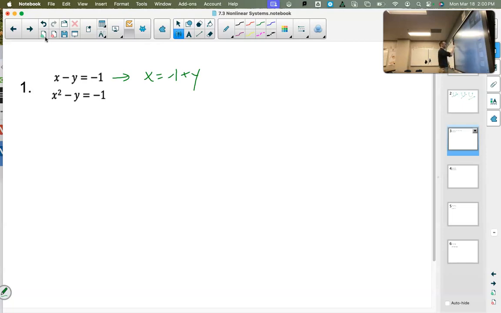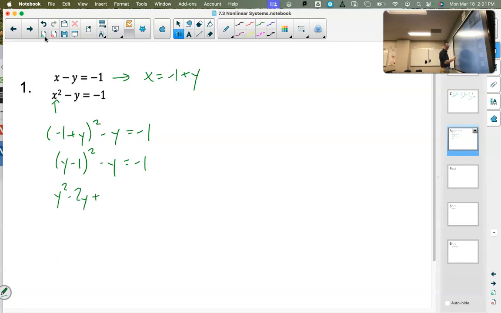Well, let's substitute that in for this x. -1 plus y squared minus y equals -1. I'd like this if it said y minus 1 instead of -1 plus y, because that's going to allow me to FOIL this out a lot easier. That's y squared minus 2y plus 1 minus y equals -1.